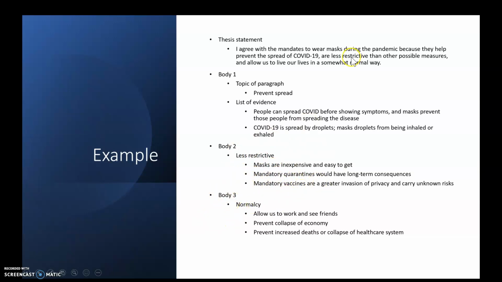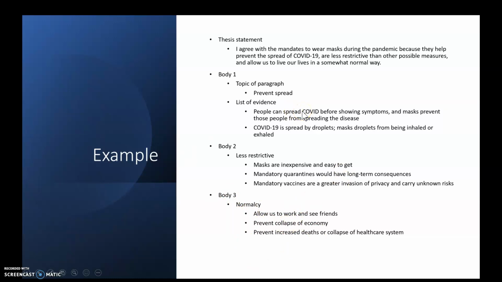And finally, my third body paragraph, which correlates to C, is they allow us to maintain some sense of normalcy. We can continue to work and see our friends. The masks will help prevent the collapse of the economy because people can continue to work and see their friends. The masks help to prevent increased deaths or the collapse of the healthcare system as a result of exponentially increasing sickness. So here's some reasons that I could use for my body paragraph 3.